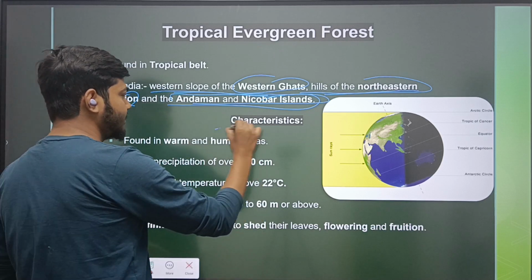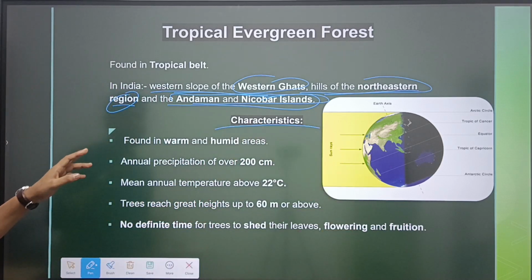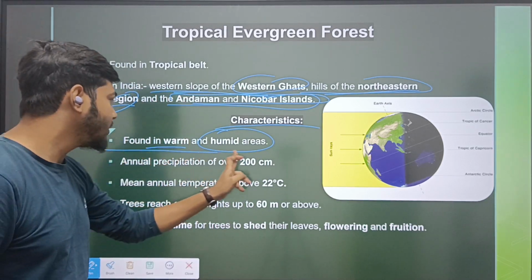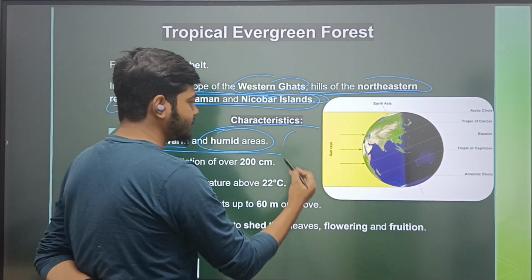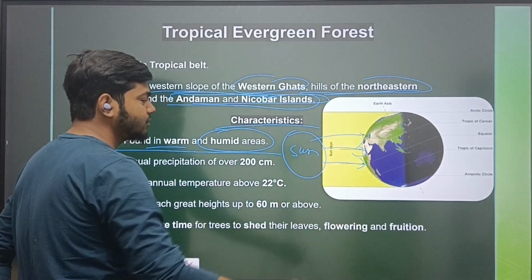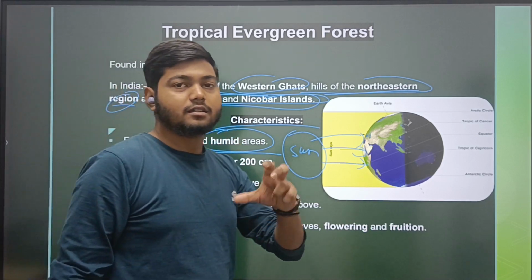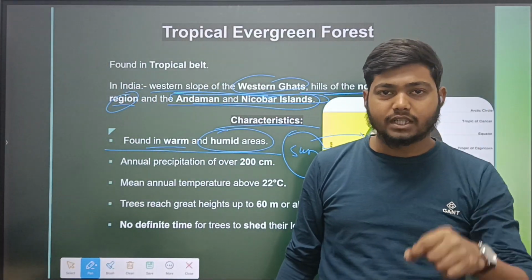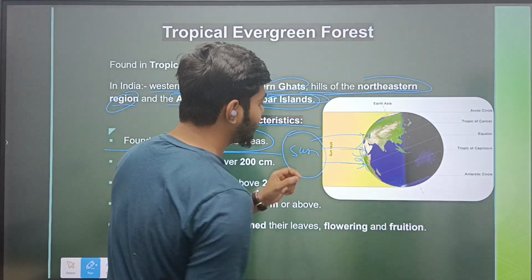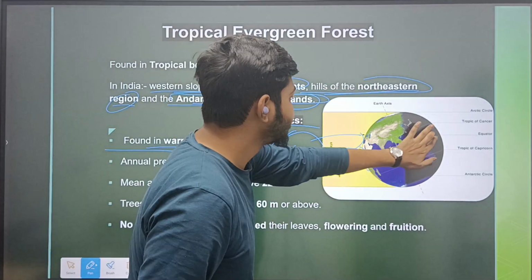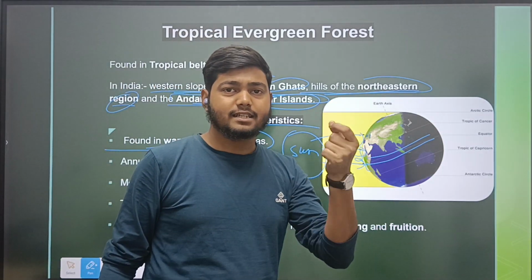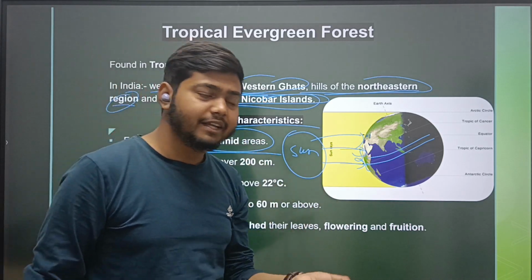So now let's see the characteristics. The first thing is that they are found in warm and humid areas. Where are they found? They are found in warm and humid areas. Let's suppose this is the sun, and these are the sun rays, and as we know, in the equatorial region the sun rays are very vertical. We also know the tropical or equatorial region has a property: high intensity heat and high intensity rainfall.